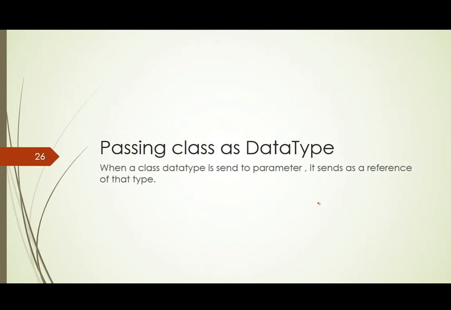The reason behind giving you this example is you can pass your class as a data type in a function parameter. Whenever you pass a class as a function parameter, it passes as a reference type. So that you don't confuse it with the value type or reference type, that's why I explained it.